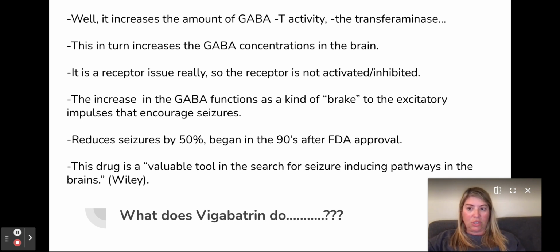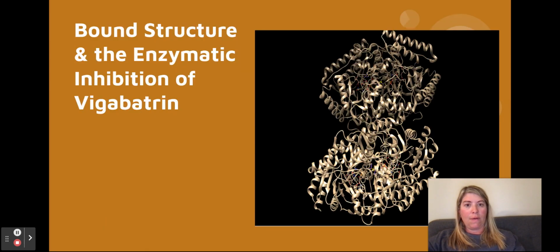Some studies have shown that it reduces seizures by 50%. It's used prolifically around the world, in more than 30 countries, and it was approved by the FDA in the 90s here in the US. So this drug has become a valuable tool in the search for seizure-inducing pathways in the brain. Clearly, it's had a lot of impact on those that suffer from epilepsy and other seizure disorders.